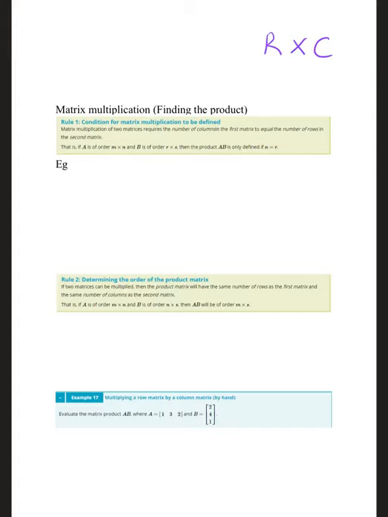Okay, in this video I'll be going through some matrix multiplication bits and pieces, and hopefully you should be able to get started on your exercises.